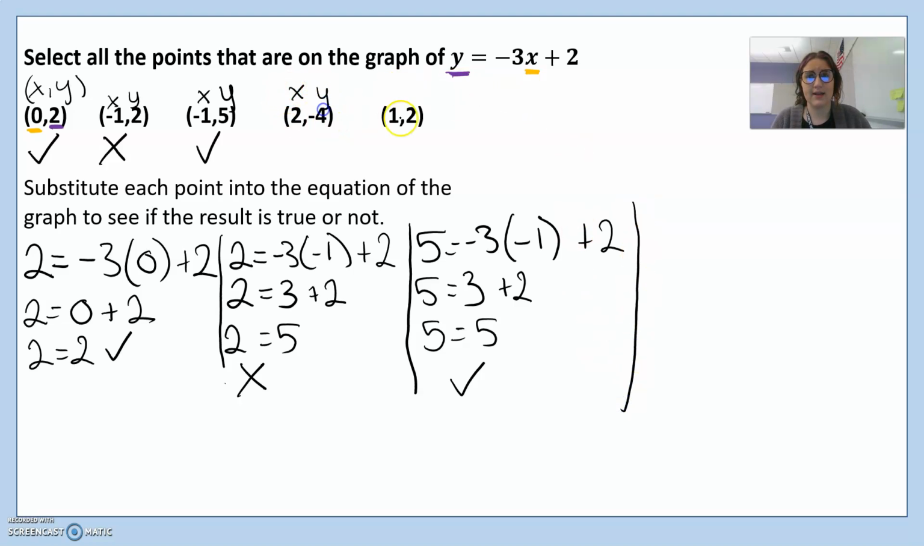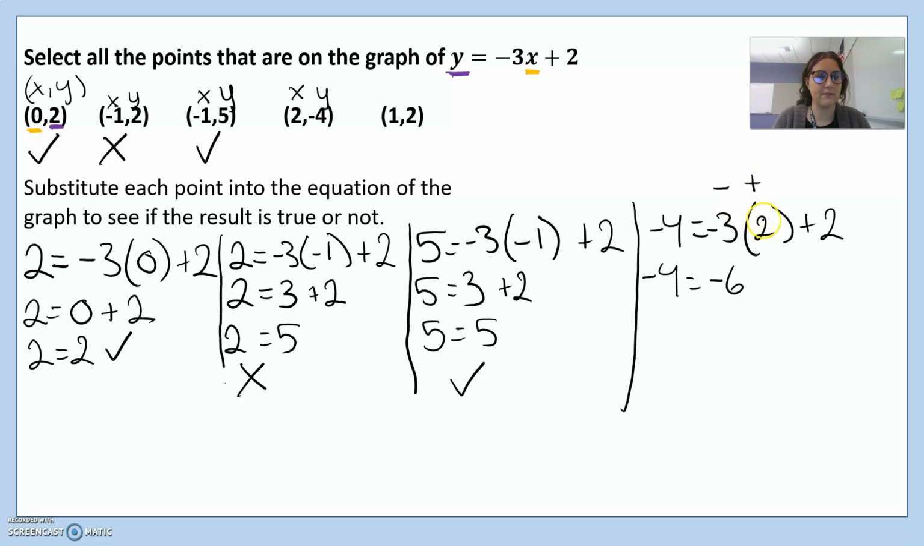X is 2 and y is negative 4. So negative 4 equals negative 3 times 2 plus 2. Let's simplify. Negative 4 stays the same. Negative 3 times positive 2 is negative 6. A negative times a positive is negative, plus 2. Negative 4 equals negative 6 plus 2. If the whatever number is bigger, you would subtract. So negative 6 plus 2 is negative 4. That is true, so this point does lie on the line.